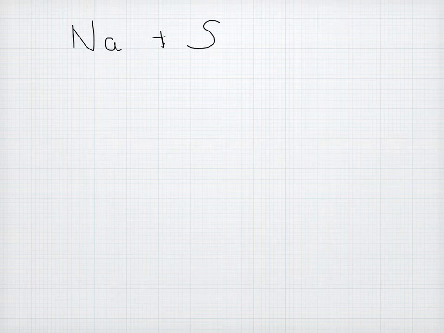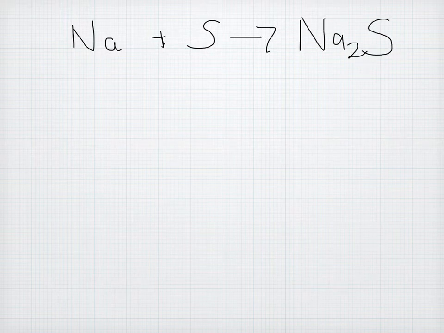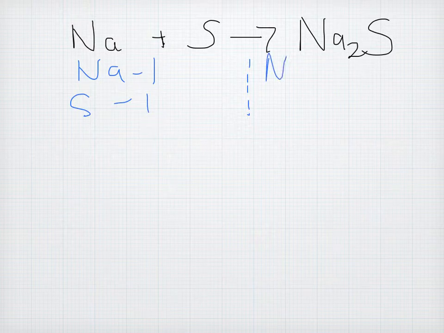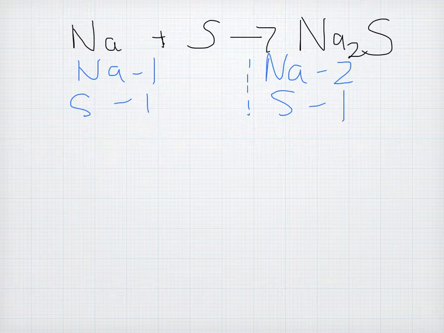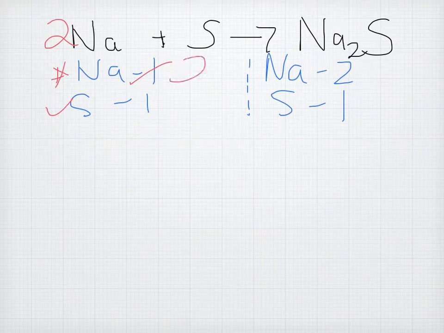Alright, here we've got Na, sodium, plus sulfur gives me Na2S. So I've got Na, I've got 1, S I've got 1, Na I've got 2, S I've got 1. So if we look, my Na's are a problem. My sulfurs are good. So I need 2. So I can put a 2 up front. And now I have 2. And now I'm good.